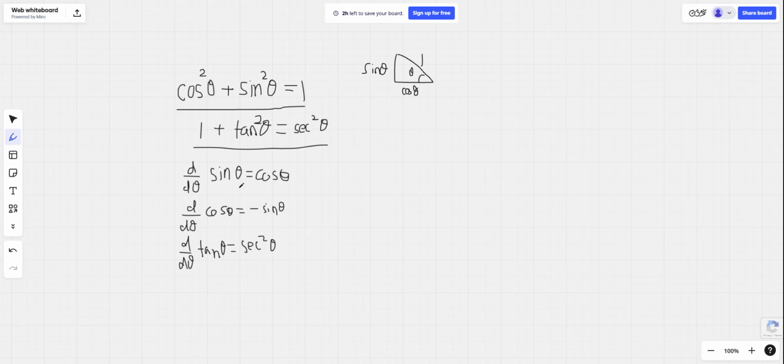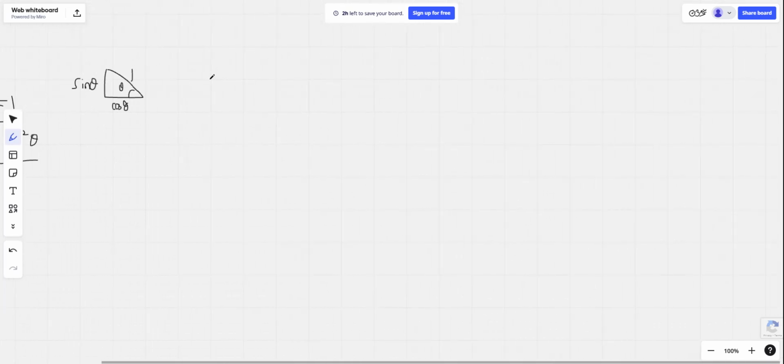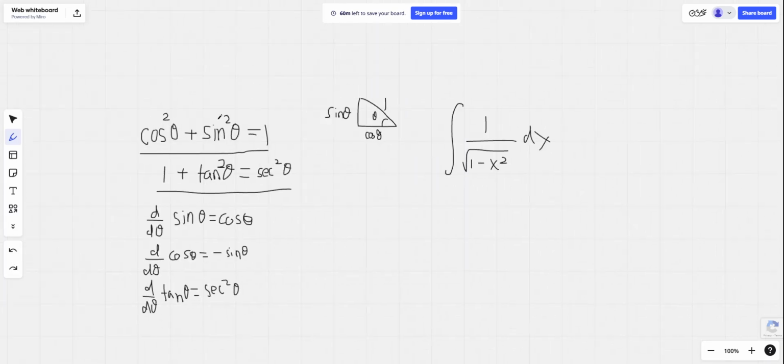So noticing how we have the basic trigonometric functions, and their derivatives are related to each other, let's see how it works. Let's say we're trying to evaluate the integral of 1 over the square root of 1 minus x squared dx. Okay, so it doesn't look like there's really another way to do it, but what we notice is that we have a 1 minus x squared down here. And what does that remind you of?